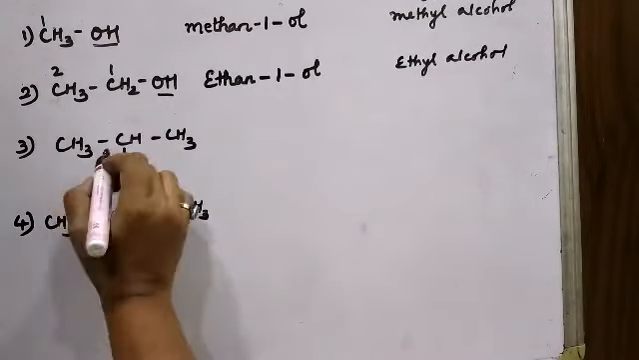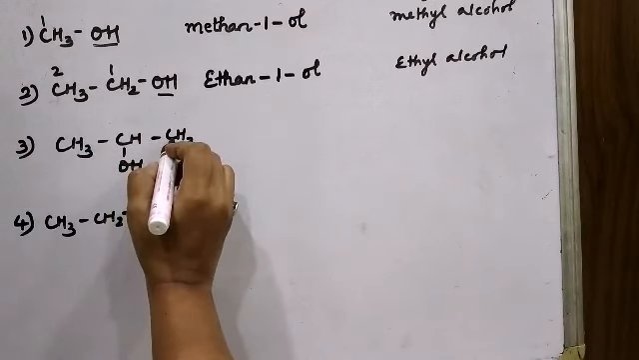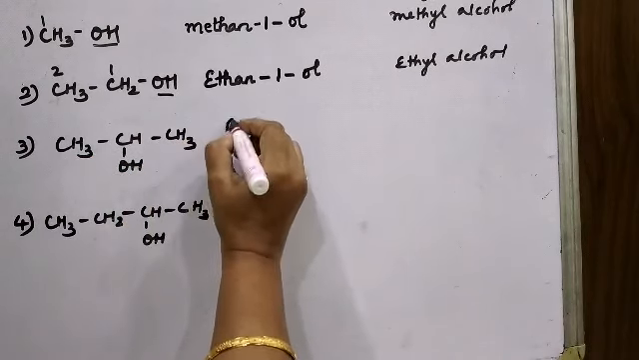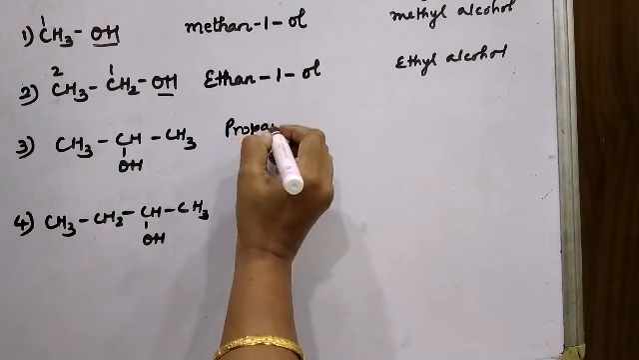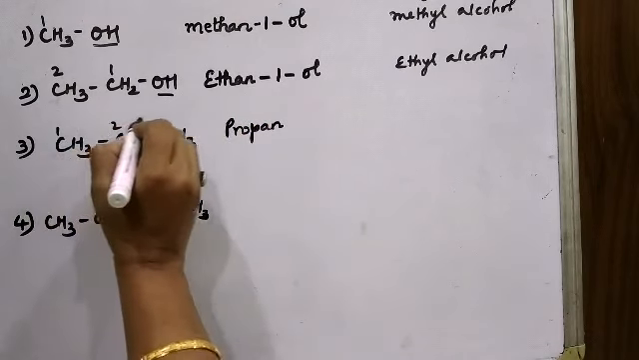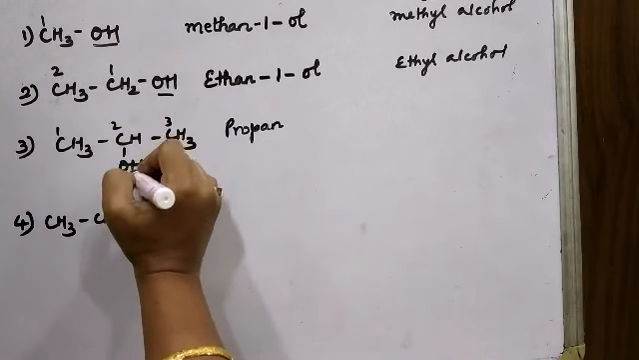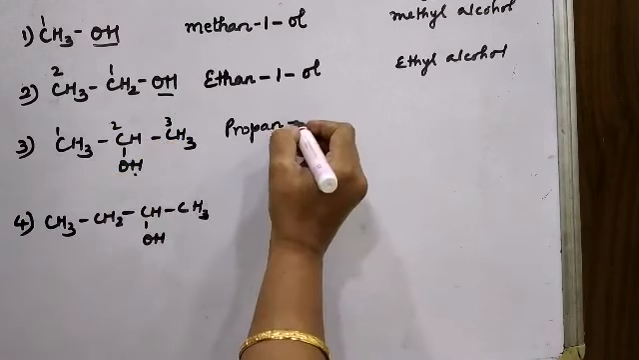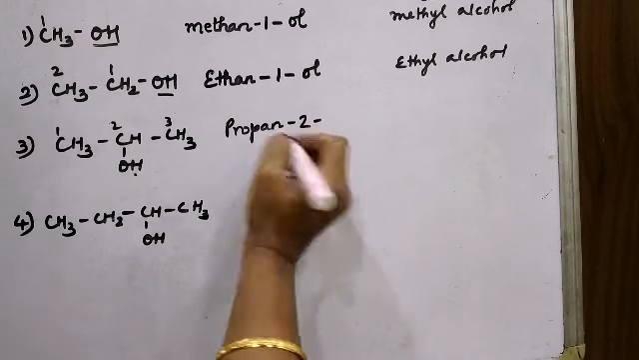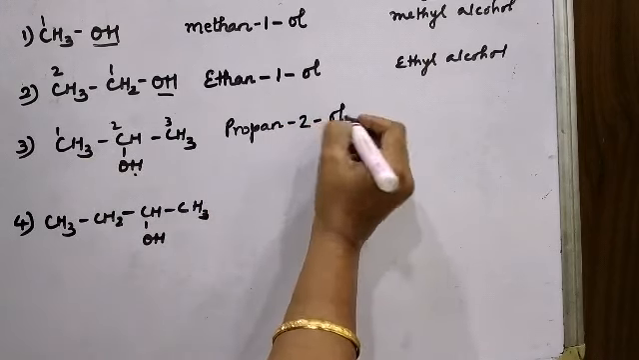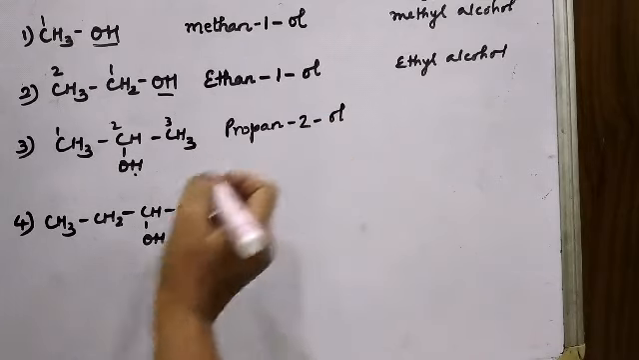Third one, here you find there are 3 carbon atoms present in the straight chain. Therefore, our root word will be propan. If I start numbering the carbon atoms, I can number them from left to right or right to left. We find that the functional group is on the second carbon atom. So we write down the position of that functional group and we write down the suffix, that is OL. So this is propan 2-ol.